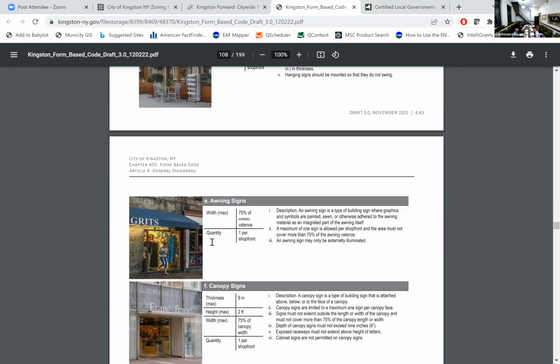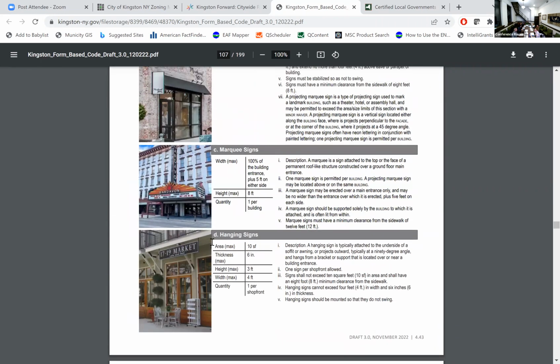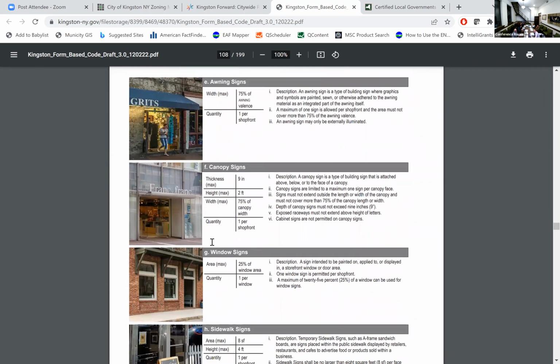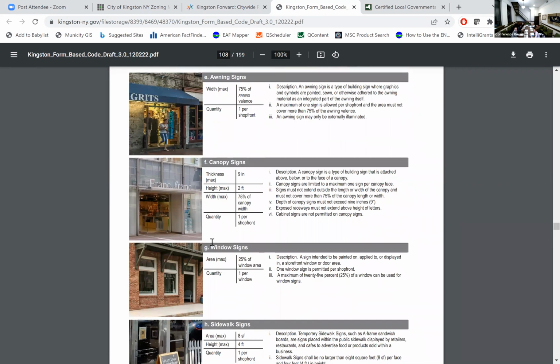Don't start that conversation. Well, whichever one. Can you go back to that page? Sure. The last bullet of canopy signs: cabinet signs are not permitted on canopy signs. So are we doing signs on signs? I think they mean cabinet signs are not permitted on canopies. I believe that's the intent. Like literally a cabinet? I think it's kind of like the internally illuminated sort of thing. Yeah, that's what I think.